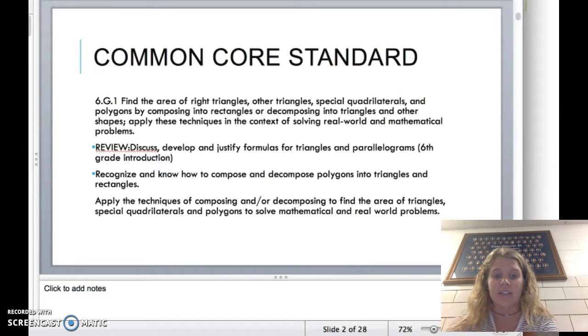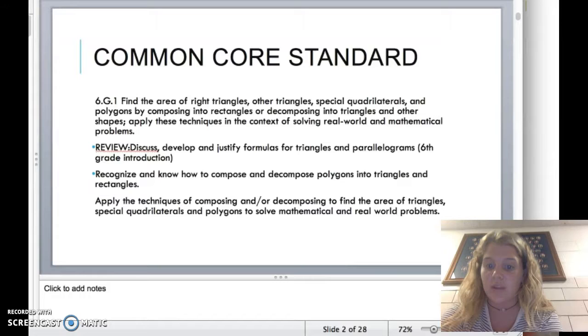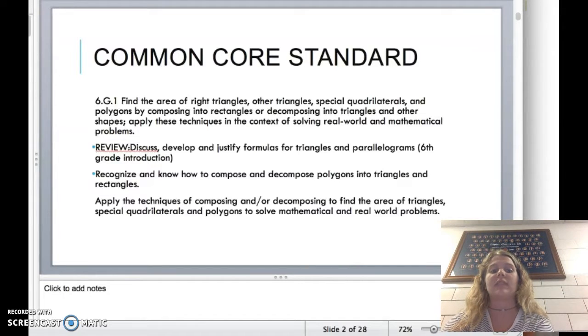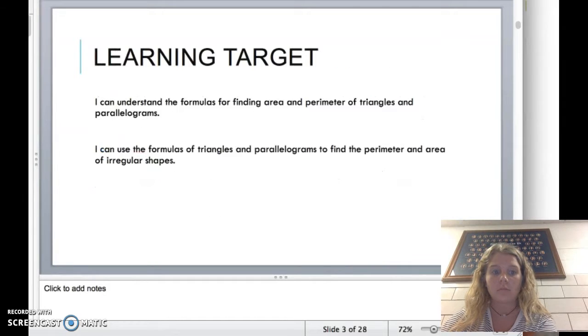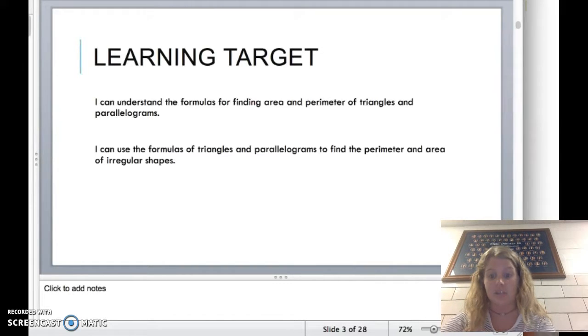One of the learning targets is going to be review and develop justify formulas for triangles and parallelograms. And then the new thing they're going to learn is recognize and know how to compose and decompose polygons into triangles and rectangles. The learning targets are, I can understand the formulas for finding area and perimeter of triangles and parallelograms. And it is also, I can use the formulas of triangles and parallelograms to find the perimeter and area of irregular shapes.